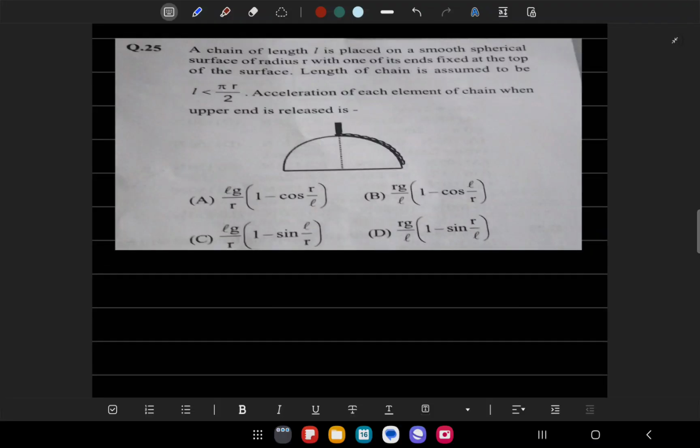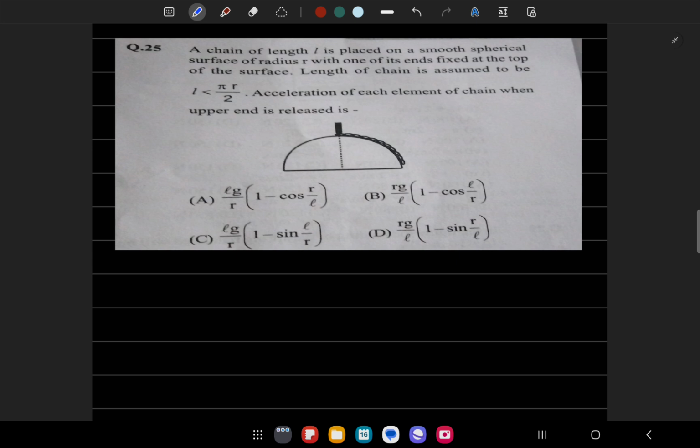So here we are with a question. A chain of length L is placed on a smooth spherical surface of radius r with one of its ends fixed at the top, such that the length of the rope is less than pi r by 2. The acceleration of each element of the chain when the upper end is released is.